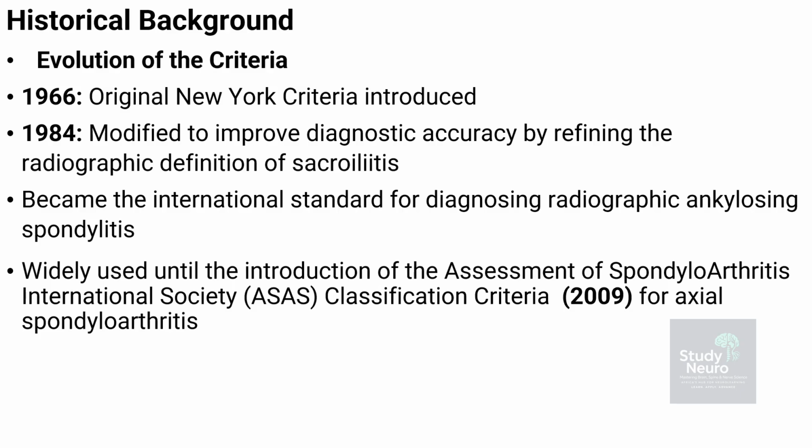These criteria remained the international standard for many years. Later, the Assessment of Spondyloarthritis International Society classification criteria, introduced in 2009, expanded the approach by allowing earlier identification of axial spondyloarthritis even before clear radiographic changes had developed.